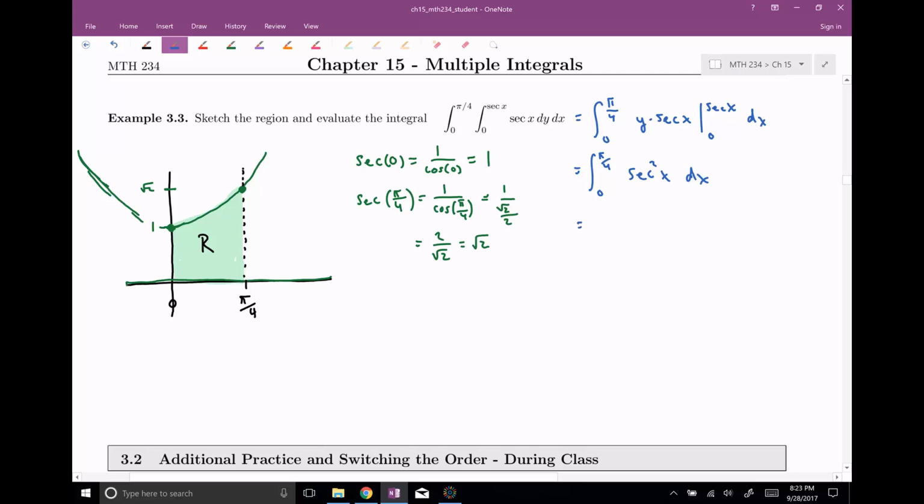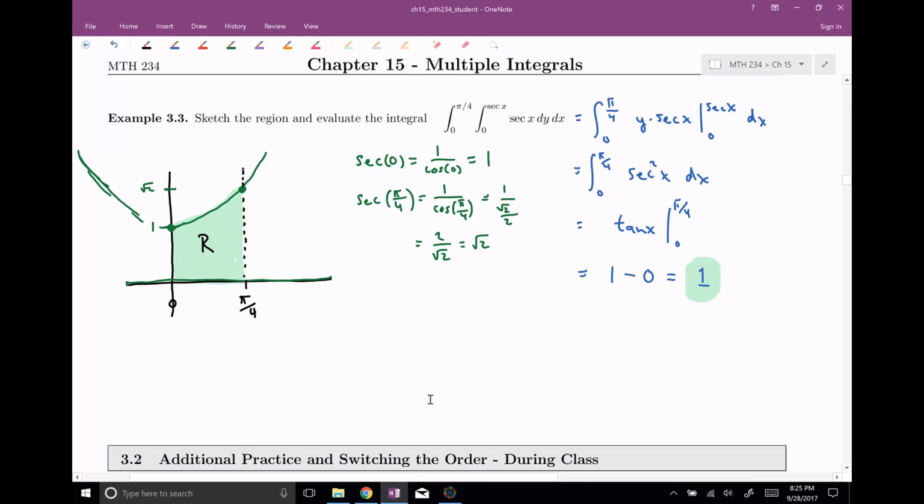Now, integrating secant squared, we should remember this: it's tangent. Now we evaluate from 0 to pi over 4. Hopefully we're getting pretty good at these. Tangent of pi over 4 is 1, tangent of 0 is 0, so our final answer is a nice, beautiful 1. This represents the volume under the curve secant of x on the region from 0 to secant of x and 0 to pi over 4.